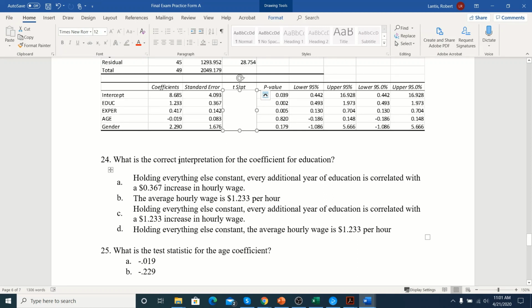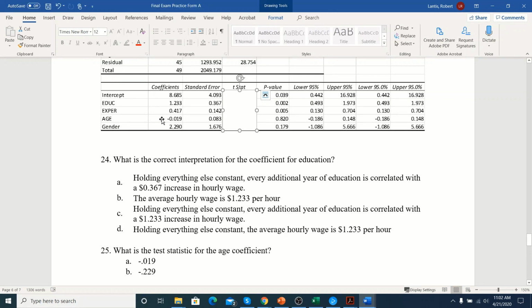So for 24, what's the correct interpretation for the coefficient on education? So the interpretation for any one of these variables is a 1 unit increase in the x variable would cause whatever the coefficient is, prediction of the y variable to go up or down by that amount. So for education, for every 1 additional unit, 1 additional year of education, we would predict that hourly wages go up by $1.23.